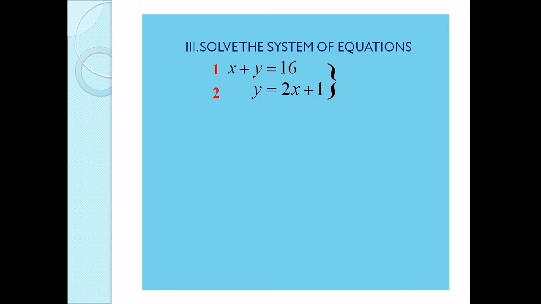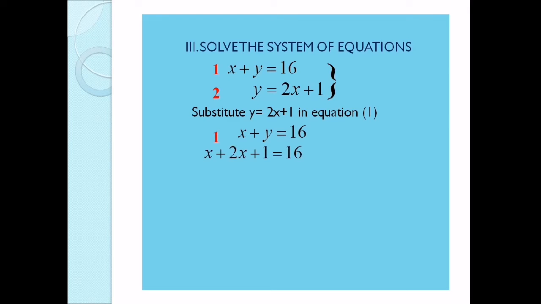Then in this case, we will be using the substitution method because we already have solved y in our equation 2. Kung mapapansin, it is in the slope-intercept form. Meron na agad tayong value ni y which is 2x plus 1 na pwede nating isubstitute sa equation 1. Again, we can use the substitution method by substituting y equals 2x plus 1 in equation 1. Our equation 1 is x plus y equals 16. You just substitute the value of y which is 2x plus 1. That is x plus 2x plus 1 equals 16.